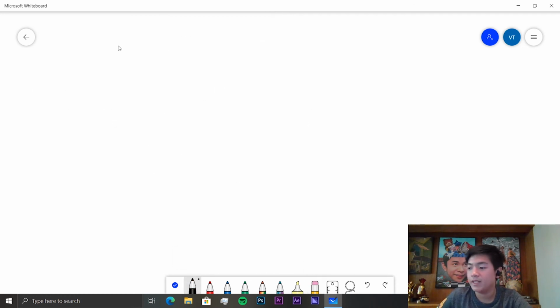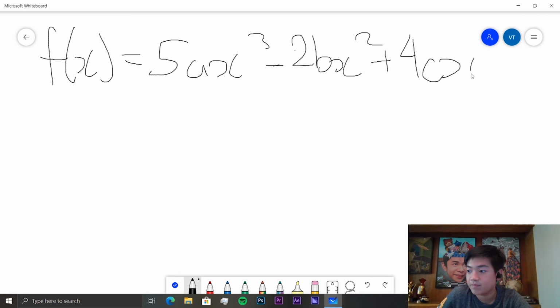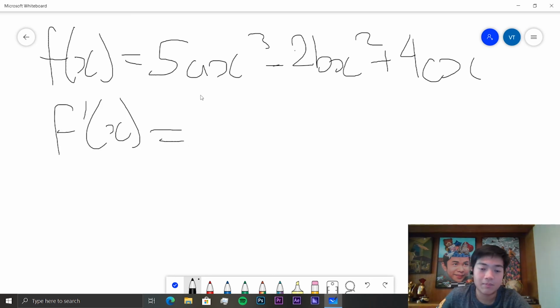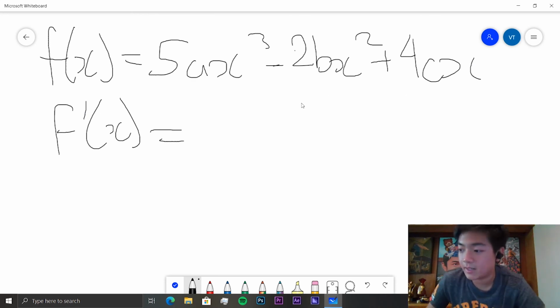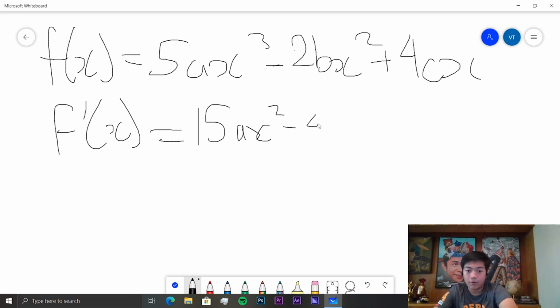Okay, finally, our final question is f of x is equal to 5ax cubed minus 2bx squared plus 4cx. So we need to find f prime, which is not hard. a, b, and c are constants, so we can treat them like any other constant. So we can say this is 15ax squared minus 4bx plus 4c.